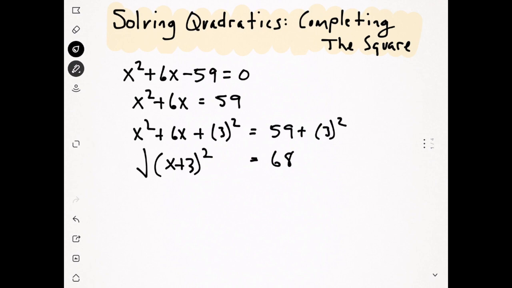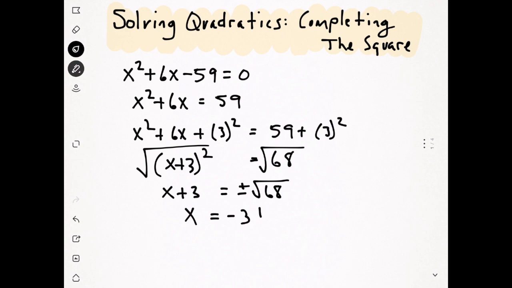Now we take the square root of both sides. So we end up with x plus 3 equals plus or minus the square root of 68. And then we can solve this by subtracting 3 from both sides, and we end up with negative 3 plus or minus the square root of 68.